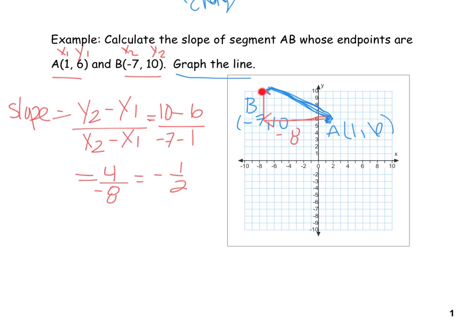Then if we look at the change in y, what's the change from here, 6, up to 10? Well, we're changing by 4. We have to go up 4 spots: 1, 2, 3, 4. And since we're going up in the positive direction, it's +4. So my slope is change in y over change in x. The change in y is +4. The change in x is -8. So that also gives us -1/2.